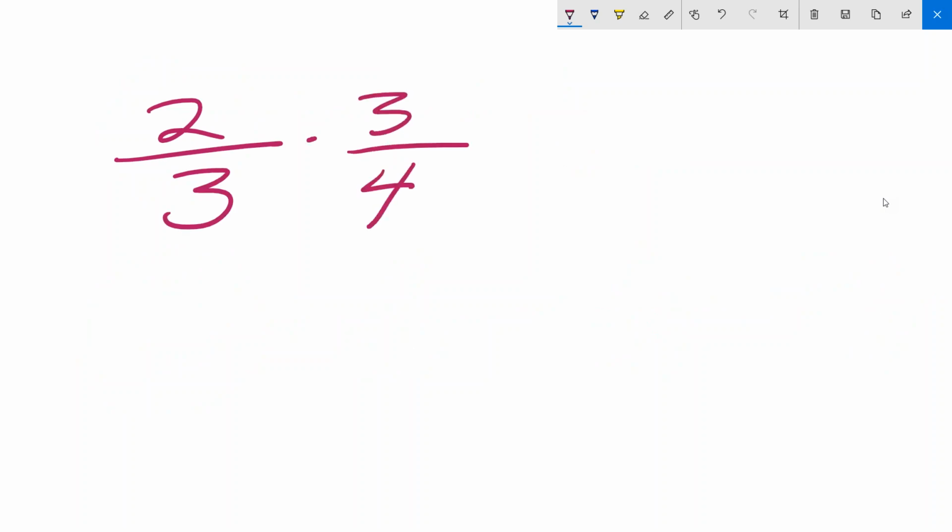This is the easiest thing in the world. Just multiply numerators, multiply denominators. You don't have to find a least common denominator when you're multiplying. So what's the answer? 6/12.